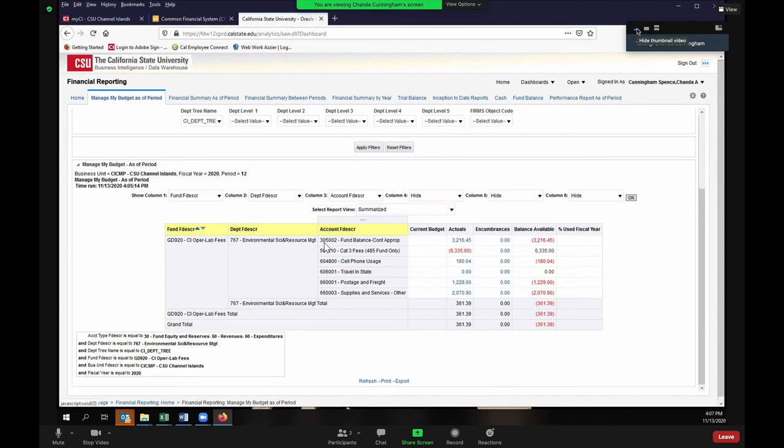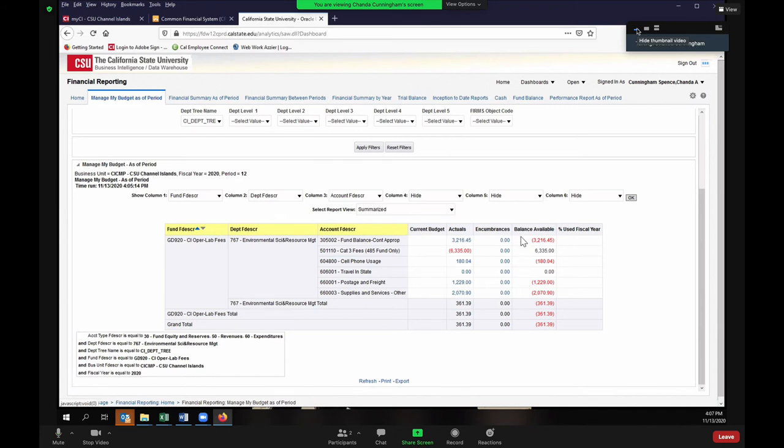So the numbers that start with a 3 are the carry forward from a previous year. Anything that starts with a 5 is revenue. So what you've gotten in this actuals column is $6,300 in lab fees this year. So even though it's a revenue, it's showing up as a negative. And in the balance available is where you're going to see it like we would normally expect to see it. Okay, so I should look at balances available. Yeah, look at balances available in this case.